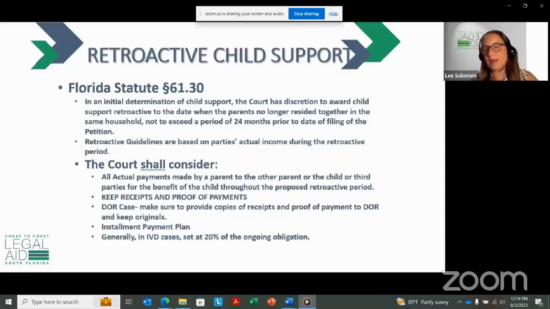So if you're ordered to pay $300 a month for ongoing child support and you owe a retroactive balance, what they usually do is require you to pay an additional $60 a month to help pay off that retroactive balance. Once it's paid off, that additional payment would drop.